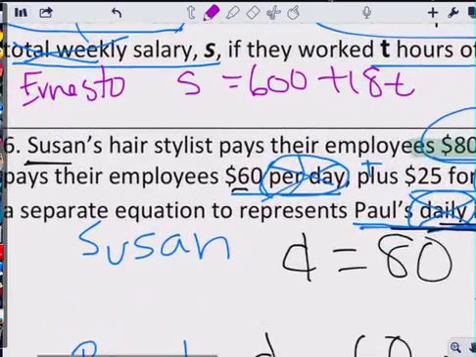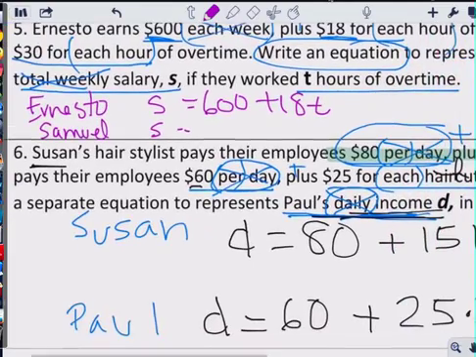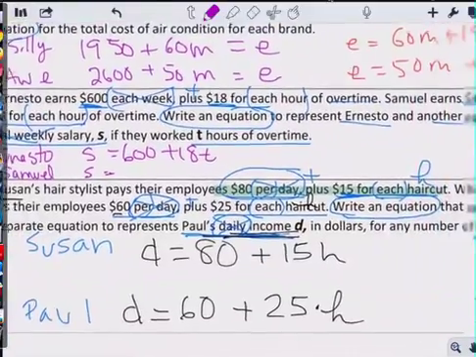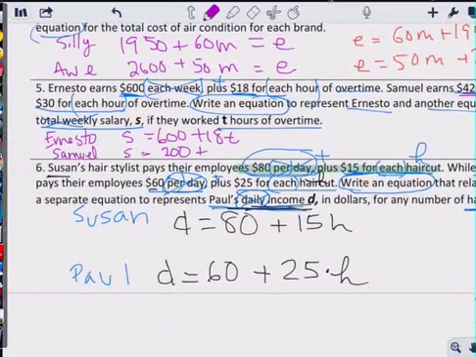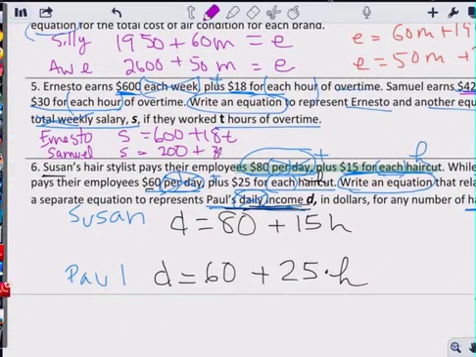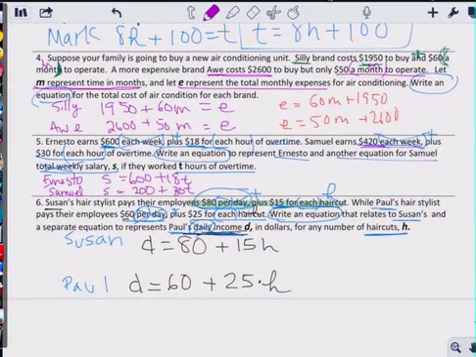Now, Samuel's salary is, for each week, earns $240 each week, so that's 240 plus $30 for each hour of overtime. So T for hours of overtime. That's how you write that. And then we did number 6 at school. So we are done.